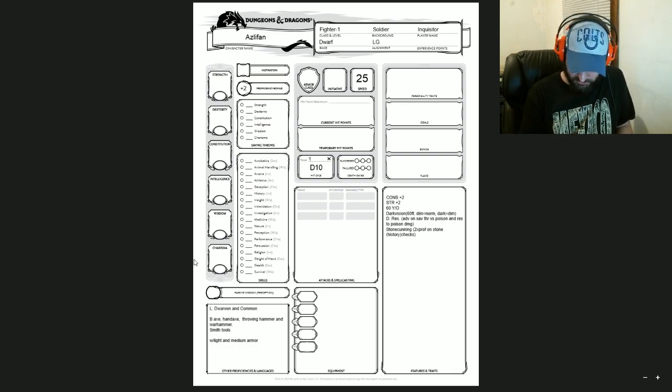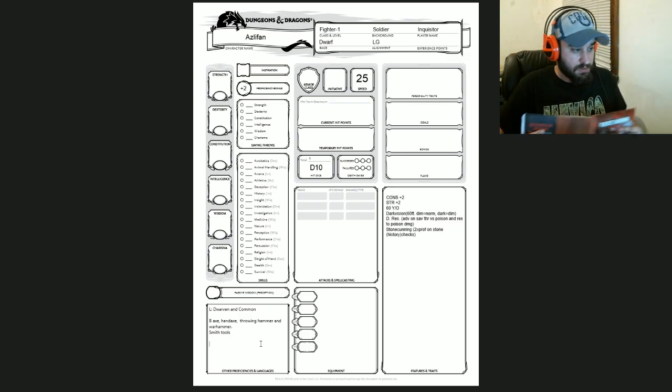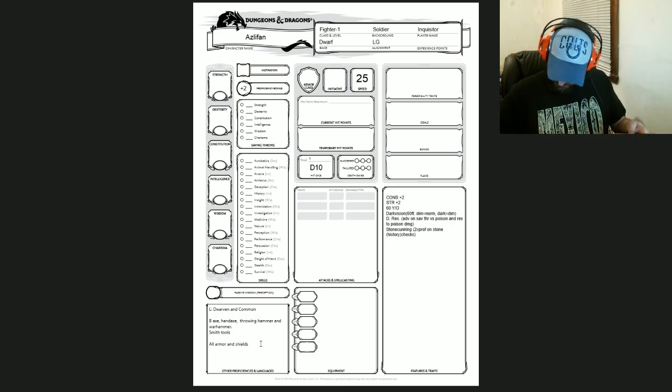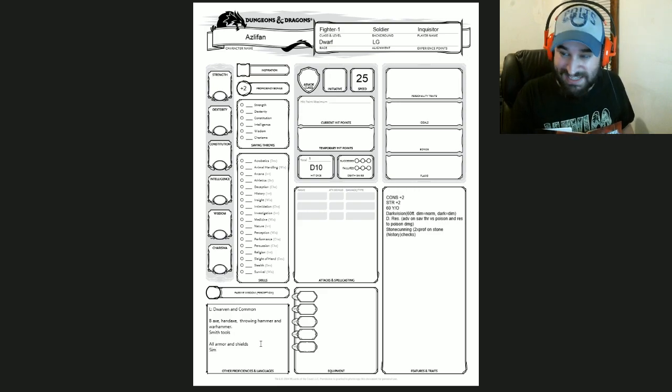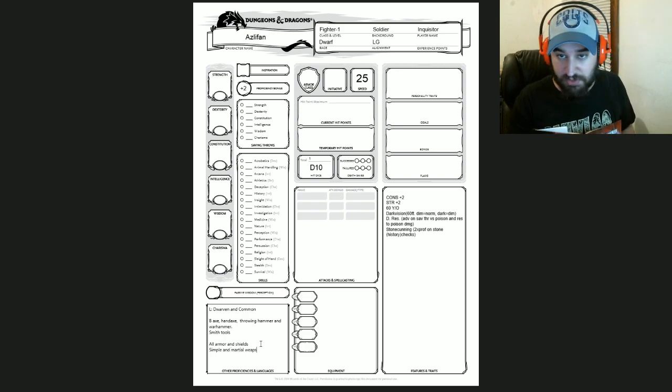So proficiencies, all armor and shields. So this right here, we can come and just remove this right away and click all armor and shields. There we go. Then the weapons, simple weapons and martial weapons. So for the moment, there's no exotic weapons yet. So simple and martial weapons. It's pretty much every weapon.